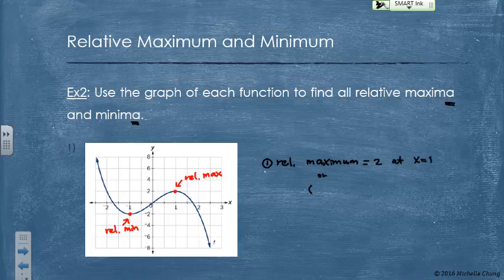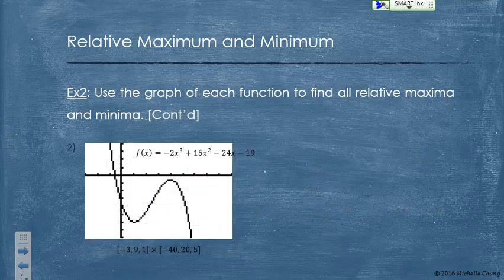Or sometimes you can just write it as an ordered pair. In this case, your y value is your relative maximum value. Same idea for the relative minimum value: the minimum value is your y value, which is -2 at x equals -1. Or you can write it as (-1, -2). So again, your minimum value is -2.